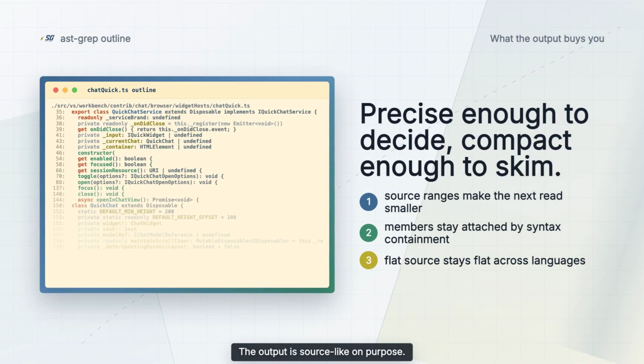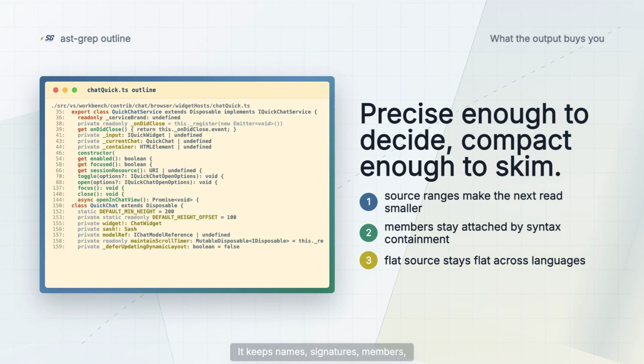The output is source-like on purpose. It keeps names, signatures, members, and line ranges visible, so the next read becomes a choice instead of a guess.